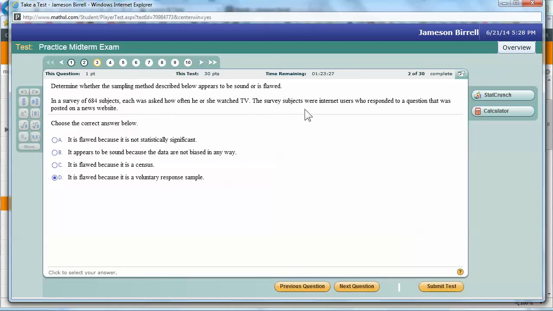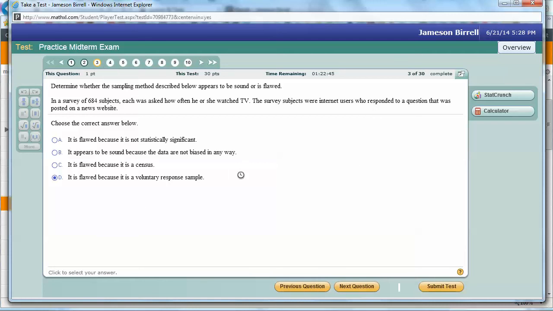That's what we have here. The survey subjects were internet users, which first of all might not even be targeting the population we want, right? Because we're talking about probably broadcast TV watchers. These internet users might be a separate group of people watching some news website, and they find this poll. But they decide if they're going to participate or not, and that's the voluntary response part. There could be other things wrong with this, like the fact that it's not really coming out of your population. So, voluntary response, I'd go with that.